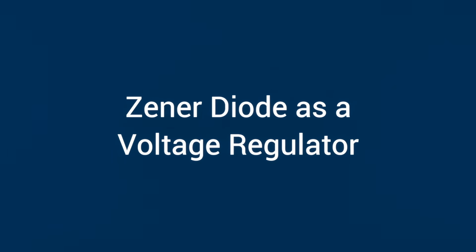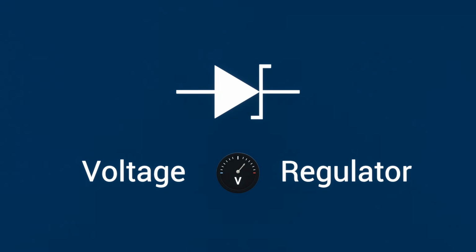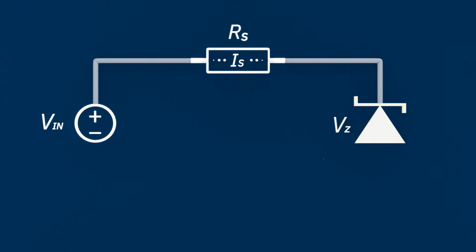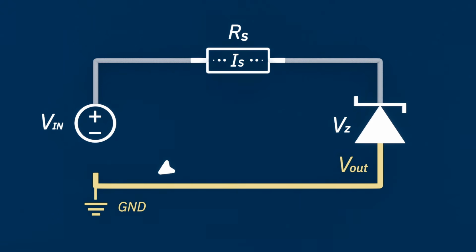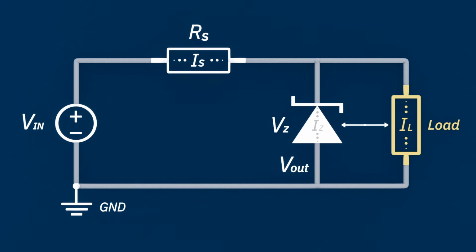Zener diode as a voltage regulator. Now let's look at the most common practical application of a Zener diode, which is when it is used as a voltage regulator. We start with an input supply voltage, Vin, feeding a series current limiting resistor, Rs. The Zener diode is then connected from the output node to the ground in reverse bias, and the load is connected in parallel with the Zener diode. The regulated output is taken directly across the Zener diode.